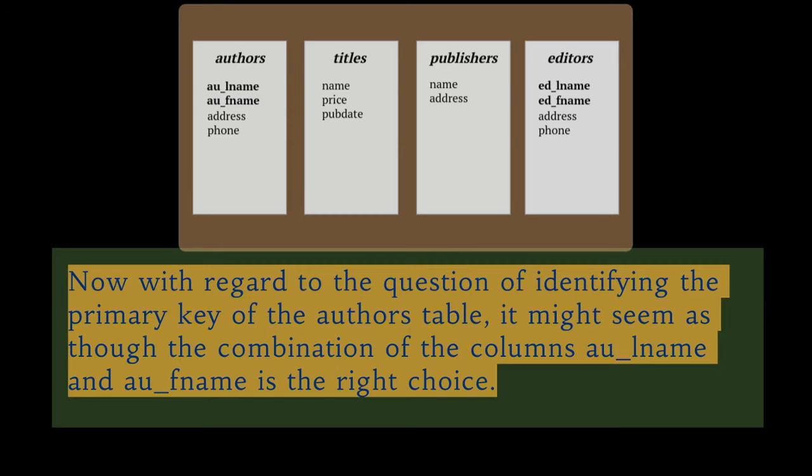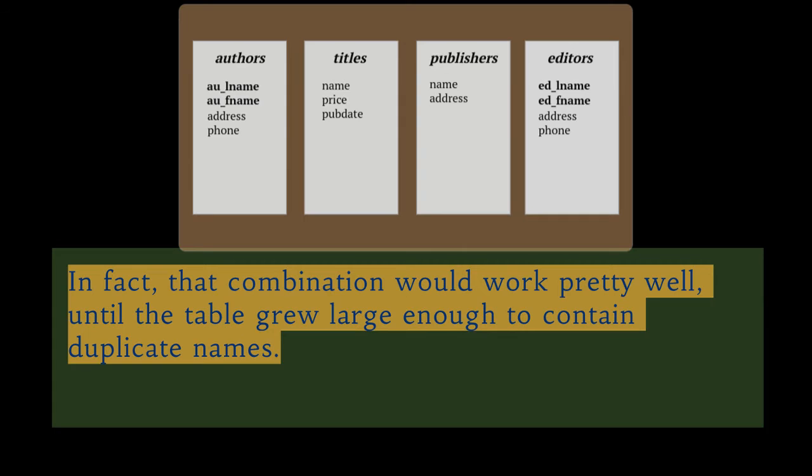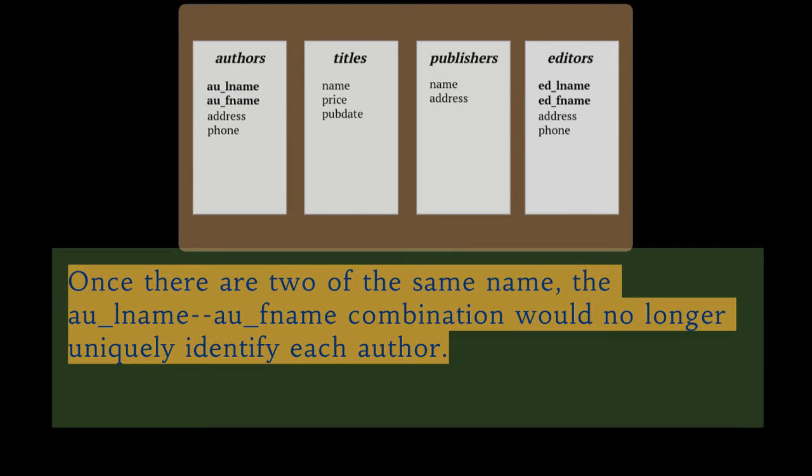Now, with regard to the question of identifying the primary key of the authors table, it might seem as though the combination of the columns AU_L name and AU_F name is the right choice. In fact, that combination would work pretty well until the table grew large enough to contain duplicate names. Once there are 2 or more of the same name, the AU_L name and AU_F name combination would no longer uniquely identify each author.